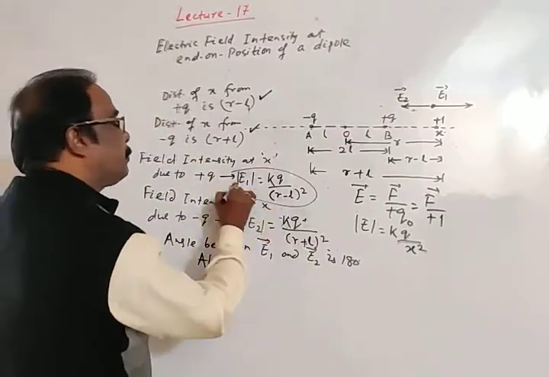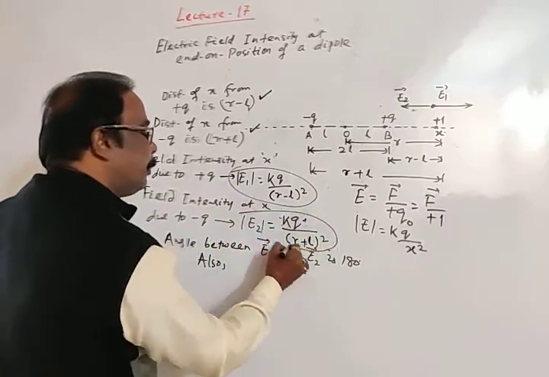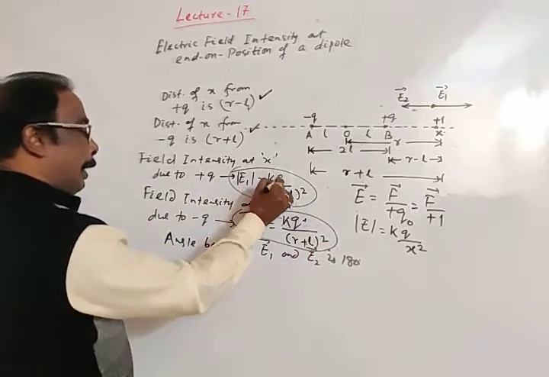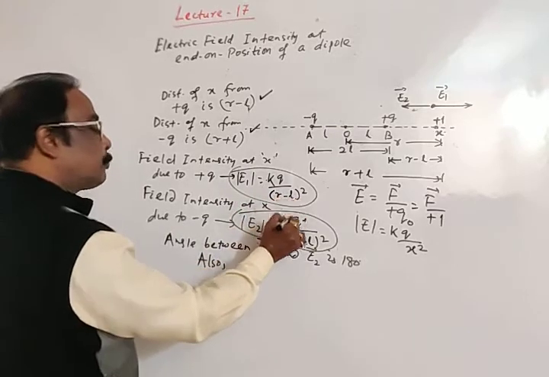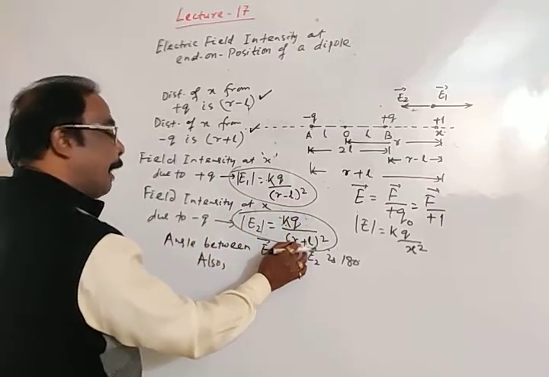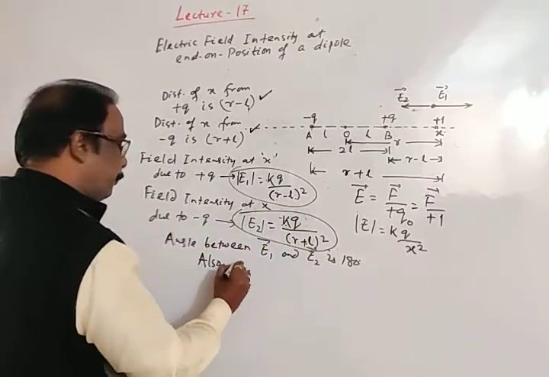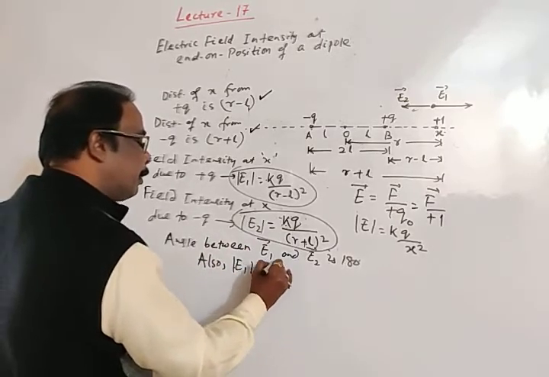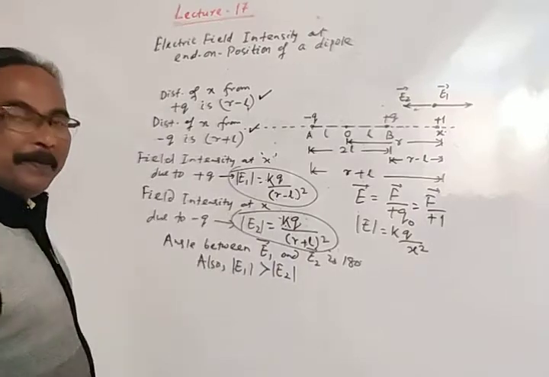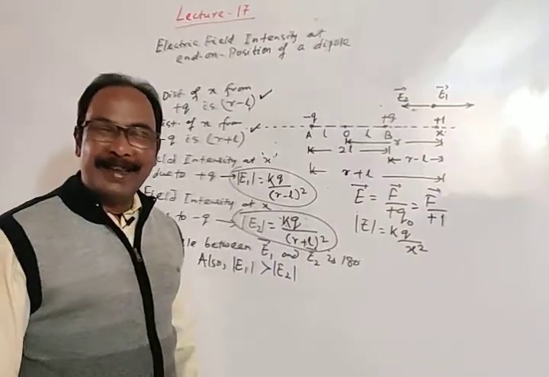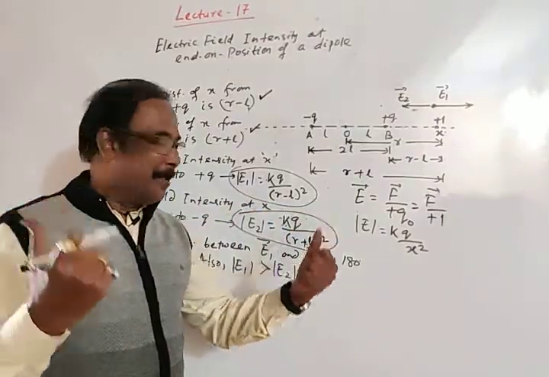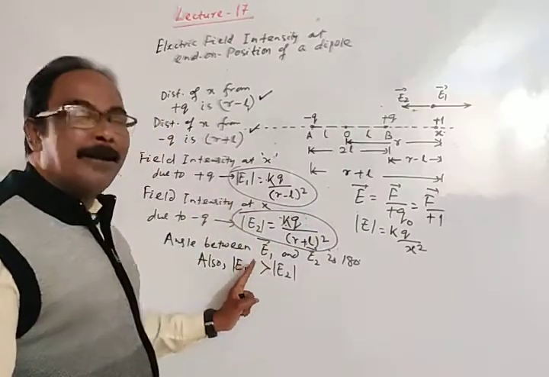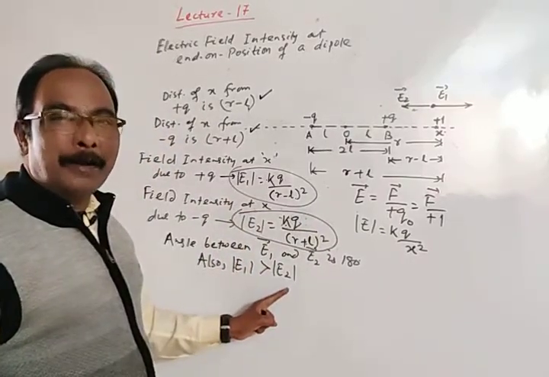If you compare these two equations, E1 is kq divided by (r minus l) whole square, and E2 is kq divided by (r plus l) whole square. So we may write that the magnitude of E1 is greater than the magnitude of E2. The two vectors are in opposite directions, and the magnitude of one vector is more than that of the other.